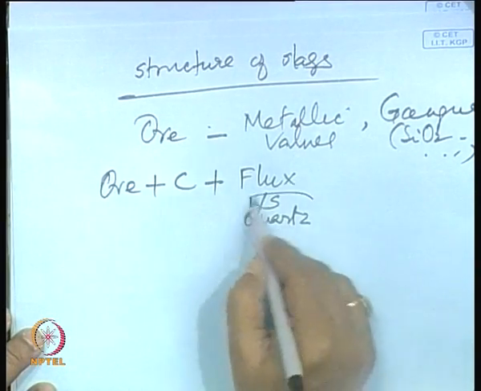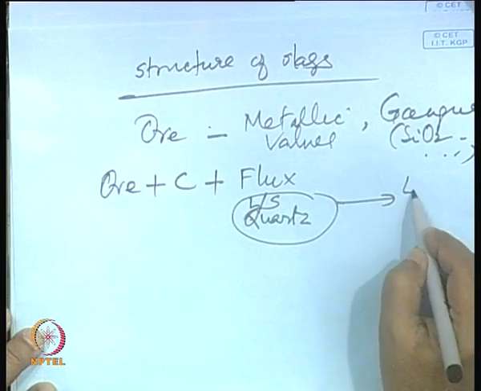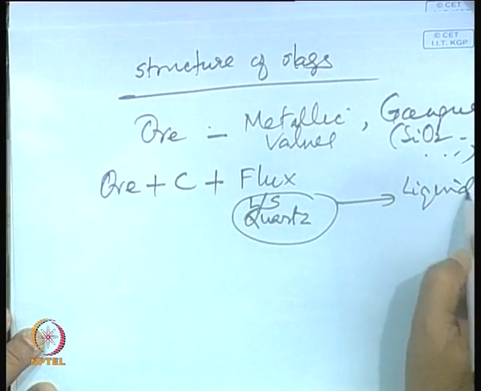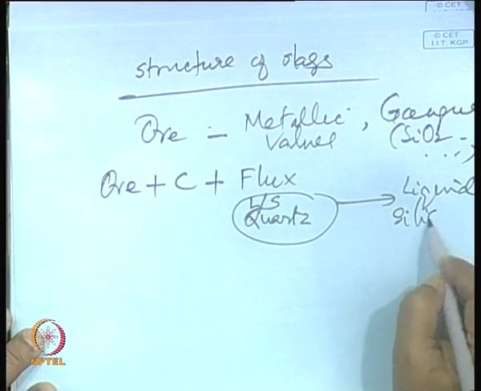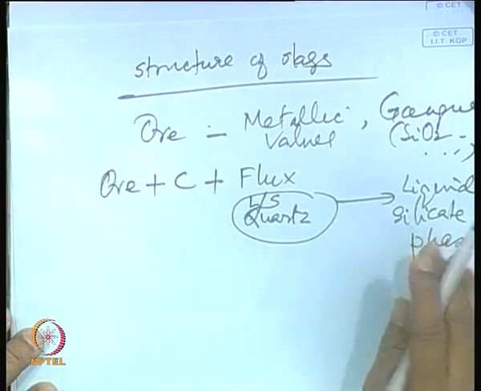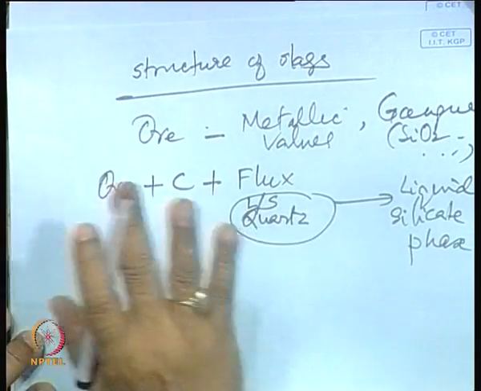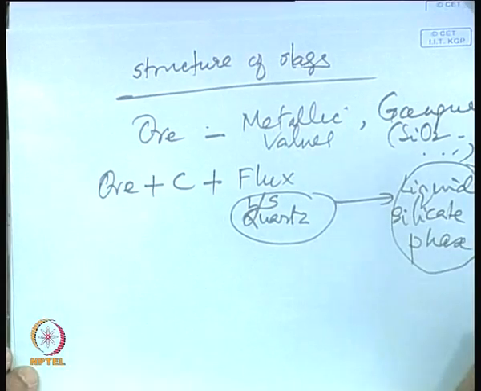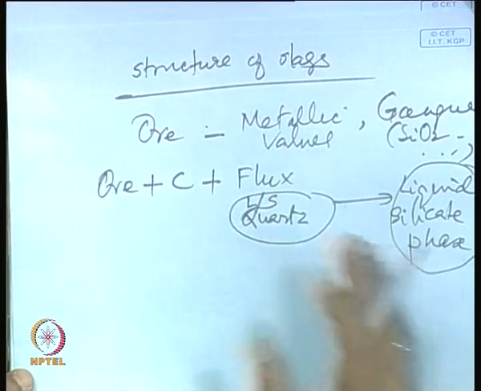The whole idea is to produce a liquid silicate phase, which takes out many impurities, which separates out from the metal, so that we have a clean separation between slag and metal. How do we create a fluid slag? For that, we have to go into a bit of discussion of silicate structures.